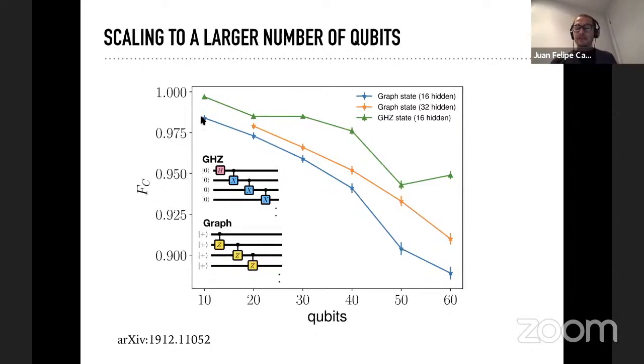Here I'd like to highlight 2 examples. For the graph state, the curve in blue is with a transformer architecture and with a hidden state of size 16. So a very small transformer. And what I see is that when we increase the size of the transformer to, say, 32, the fidelity improves, meaning that there's hope that we can start systematically improving the simulations as we grow the size of the transformer. So that is almost it.